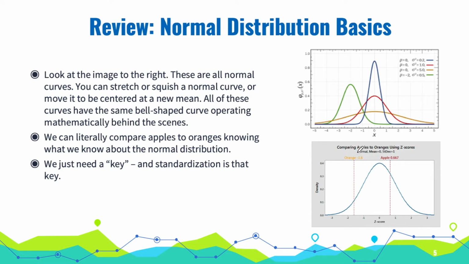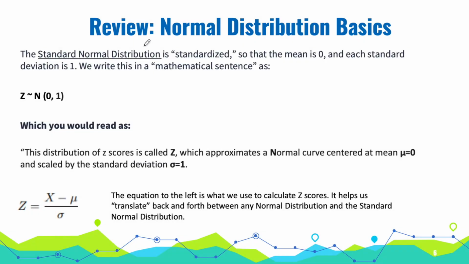Here's an example of literally comparing the size of apples to oranges using z-scores and approximating on the same standard distribution. We just need a key, or a Rosetta Stone, or a translator, and the process of standardization is that key. By definition, the standard normal distribution is standardized, and that means the mean is going to be set to 0, and each standard deviation will be set to 1 unit. We write this in a mathematical sentence, again using this notation. Capital Z, little tilde sign, capital N, parentheses, 0, 1.